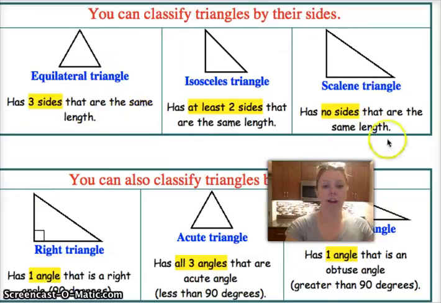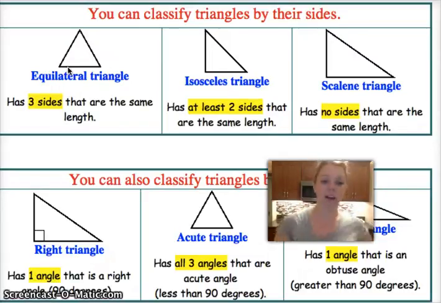Now, all of the facts about those triangles are right here. It says that an equilateral triangle is a triangle that has three equal sides. That means if you were to measure this side, and the bottom, they would all measure the same exact length. That makes them equal, an equilateral triangle.